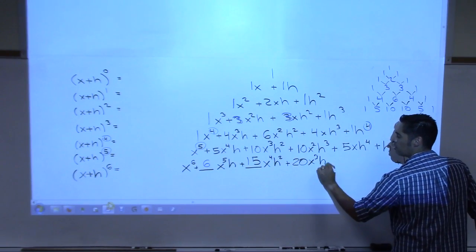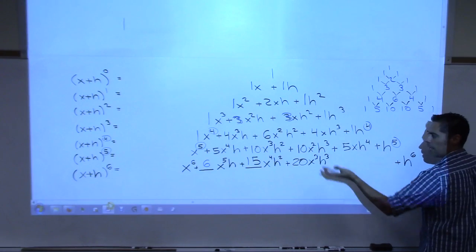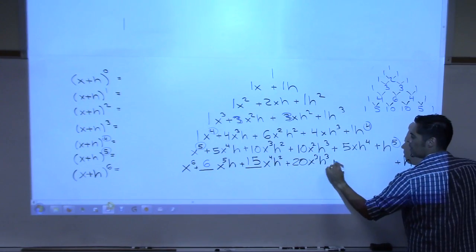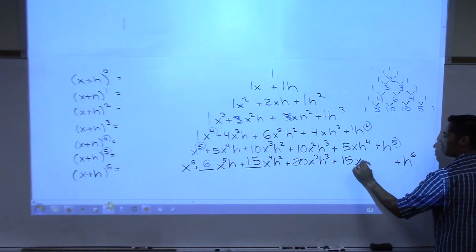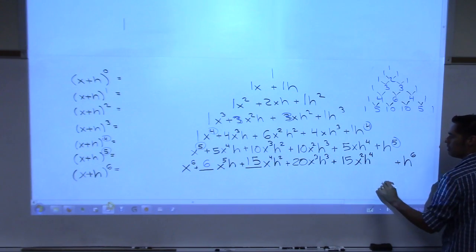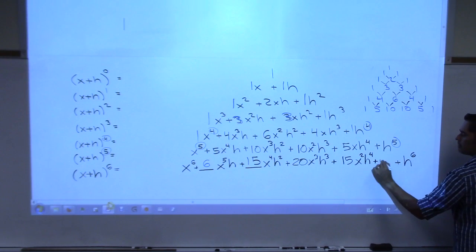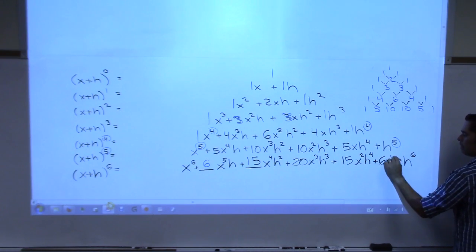Now I can continue with the powers. X cubed, h cubed. X is coming down, h is coming up. Plus 15 again, that's the 10 and this 5. X squared h to the 4th. One more. 6x h to the 5th.